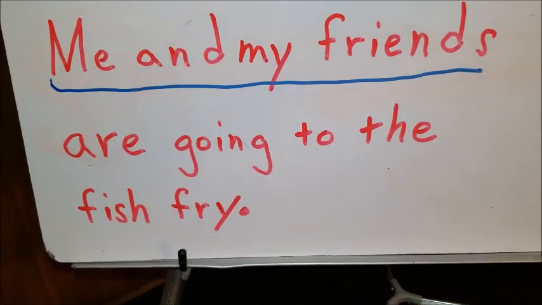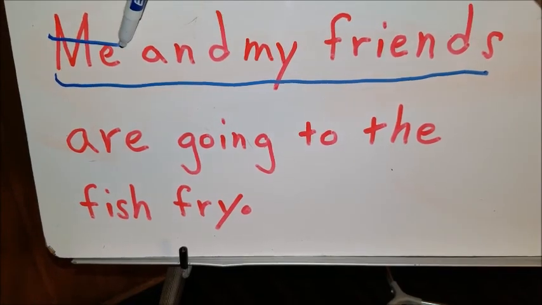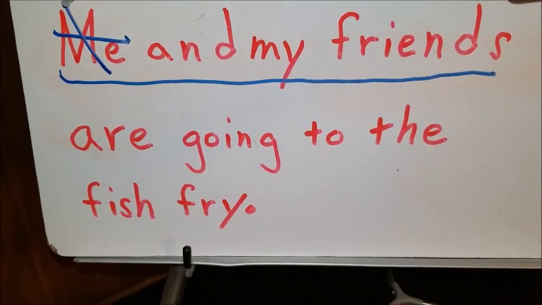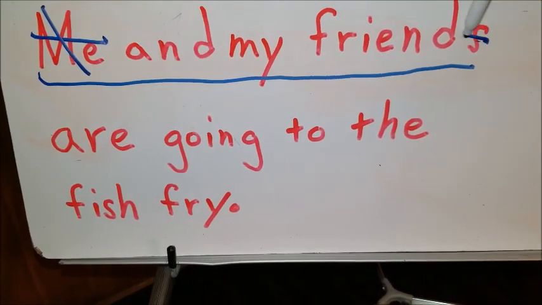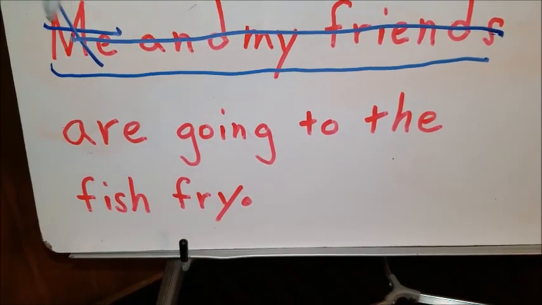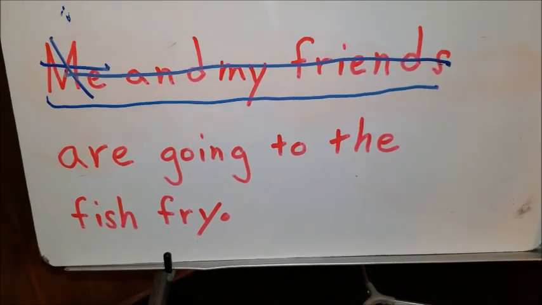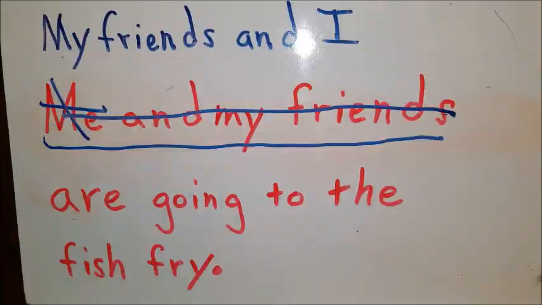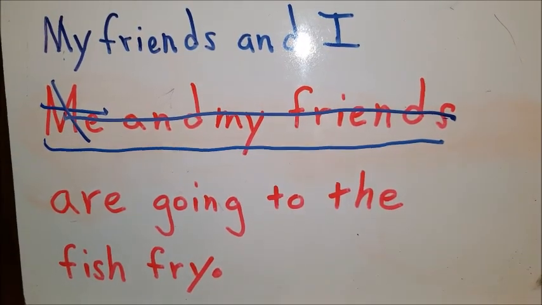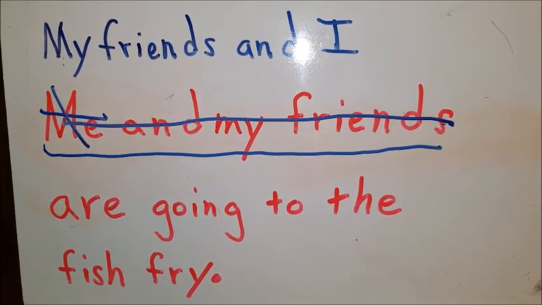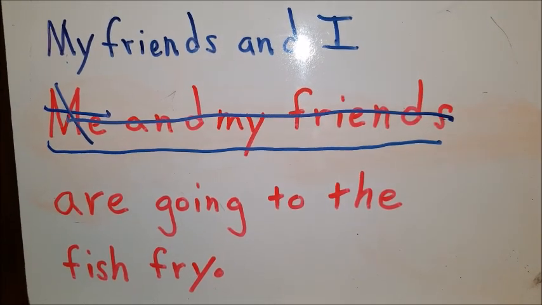We need to remember that we do not have me in the subject of the sentence. And we always put the other person first. It should be my friends and I are going to the fish fry.